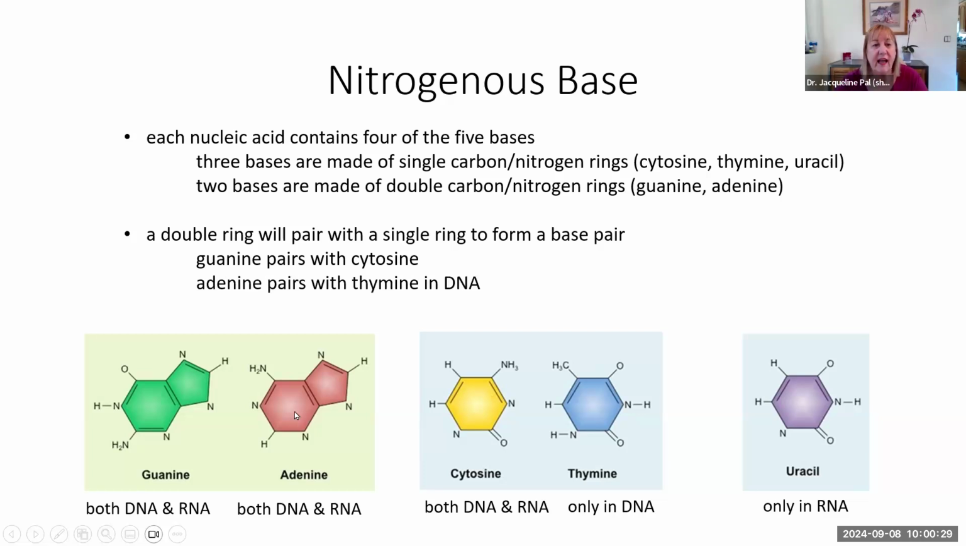Now in DNA, adenine will pair up with thymine. But in RNA, because there is no thymine, adenine will pair up with uracil. Okay, so it's very important to get those distinctions. There is no thymine in RNA, and there is no uracil in DNA.